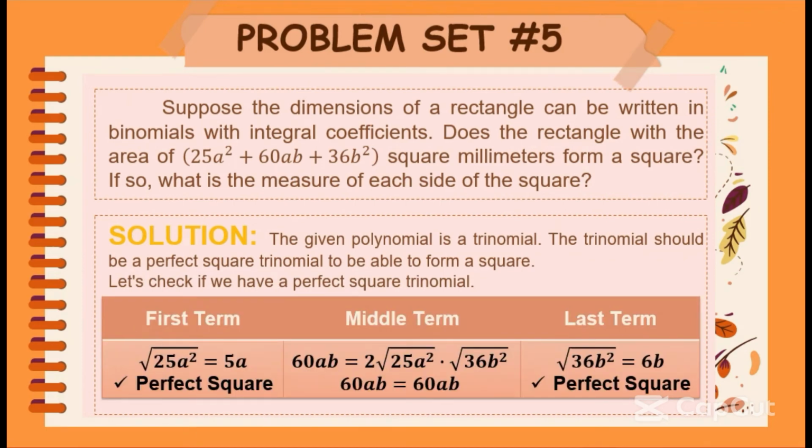First term, we have 25a squared. Square root niya is 5a, so we have a perfect square. Second term, we have 60ab, dapat daw twice ng square root ni first term and square root ni last term. So we have 60ab, 2 times 5a times 6b. So 2 times 5 times 6 is 60ab. And last term is a perfect square also. Okay, so we have a perfect square trinomial. Yes po, it can form a square. Now, what is the measure of each side?